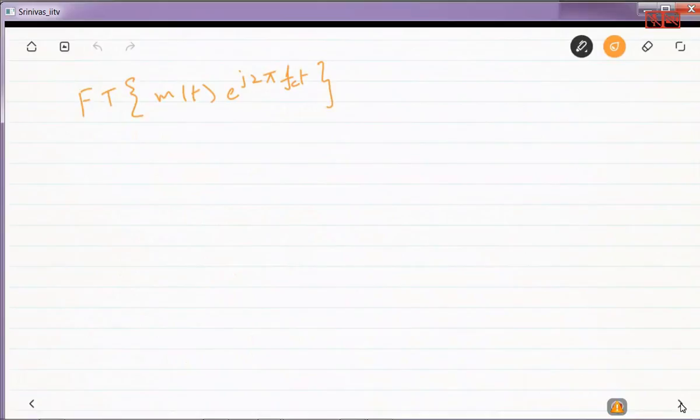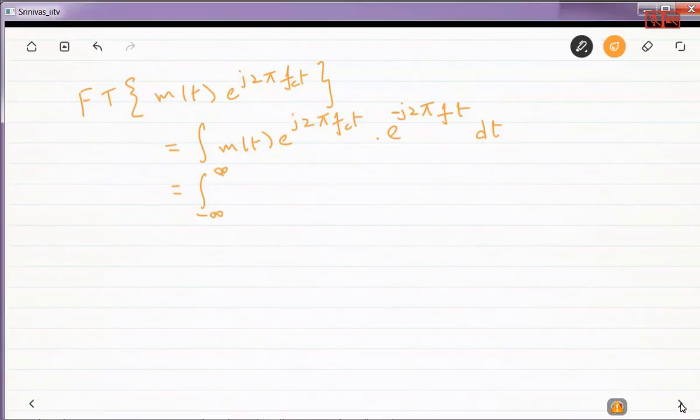Now, what is this? This is m of t e power j 2 pi fct multiplied by e power minus j 2 pi ft dt. This is the signal we want to take the Fourier transform of, multiplied by e power minus j 2 pi ft dt, from minus infinity to plus infinity. I miss that most of the time, but please take care of it.